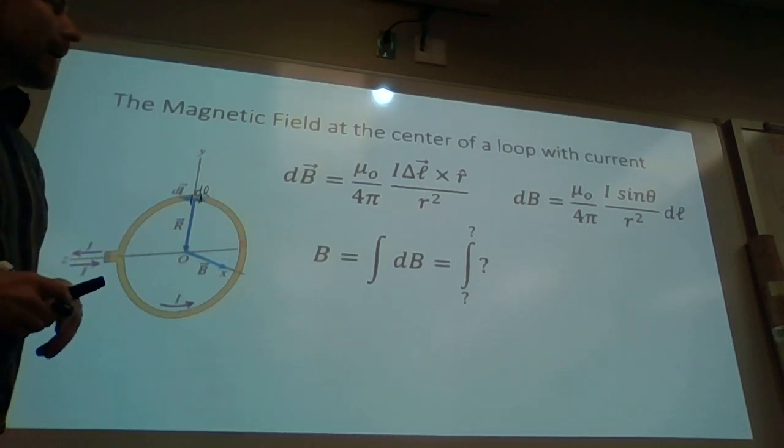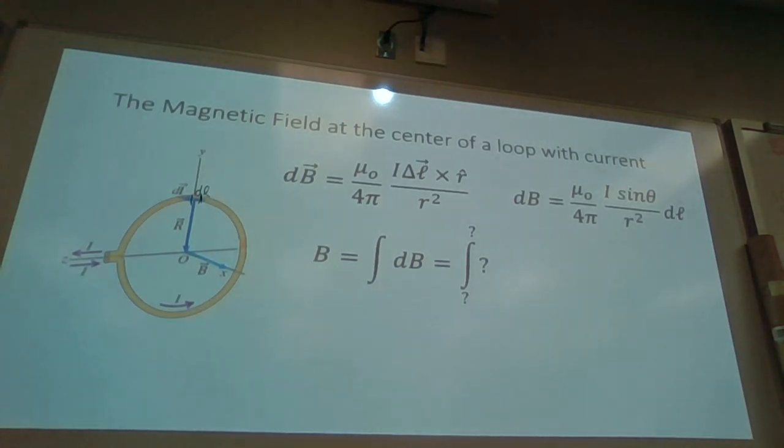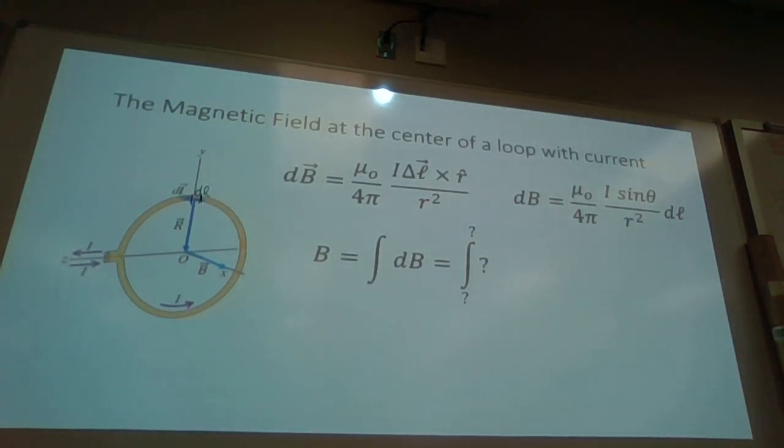So, how would you set this up? I would take the I out, and take out all the constants. And then I would go 0 to 2 pi r because it's dL. I would go 0 to 2 pi r. I agree.